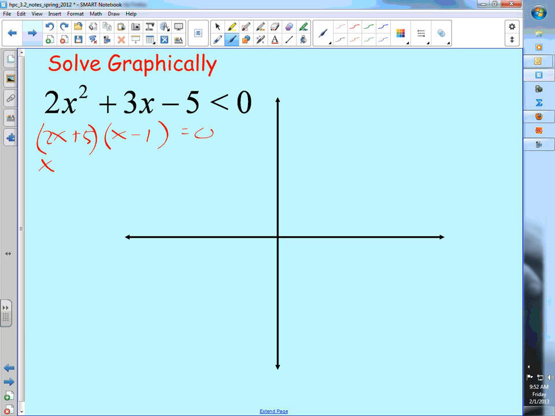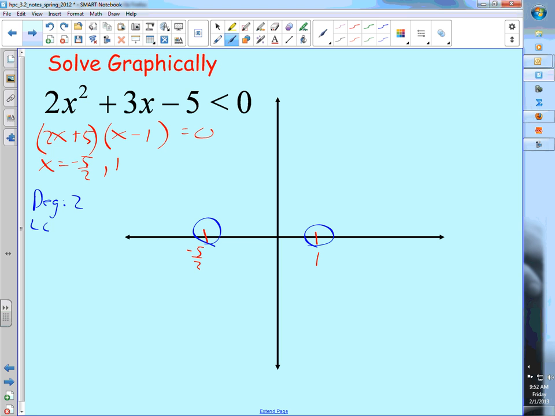And you found the roots are going to be at negative 5 over 2 and 1. So at negative 5 over 2, and 1. These roots are not included, so I'll put open circles on them. The degree of this polynomial is 2.